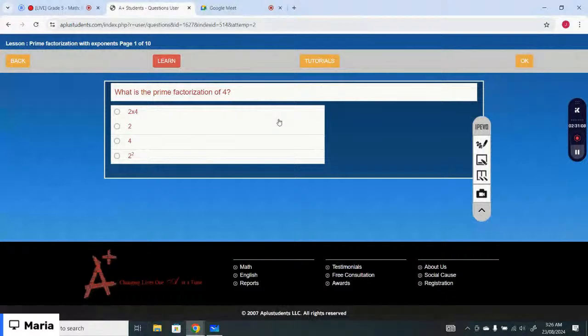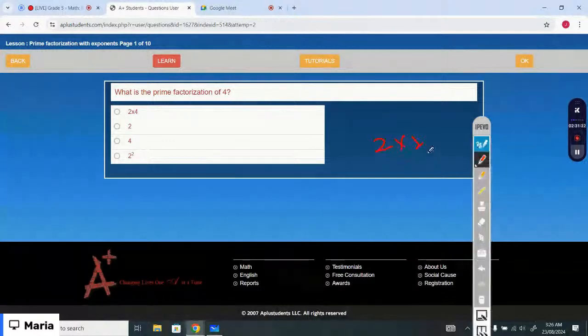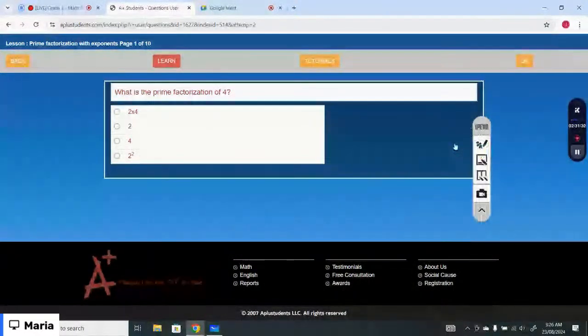The prime factors of 4 are 2 times 2, right? You can write it as 2 exponent 2. That 2 exponent 2 means you have to multiply 2 times, right? So the correct option is the last option. The prime factors of 4 is 2 exponent 2. Option number 4 is the correct option.